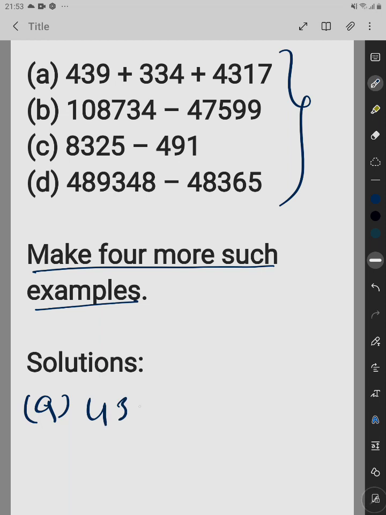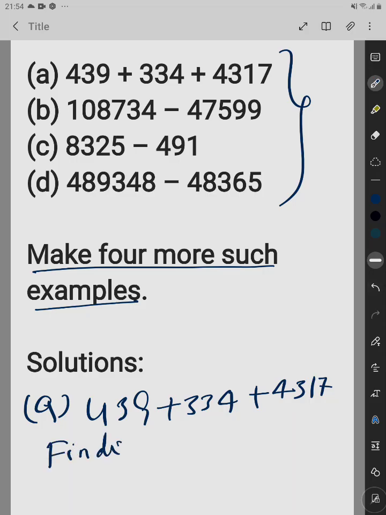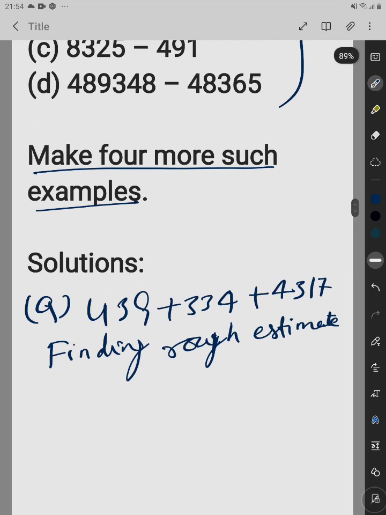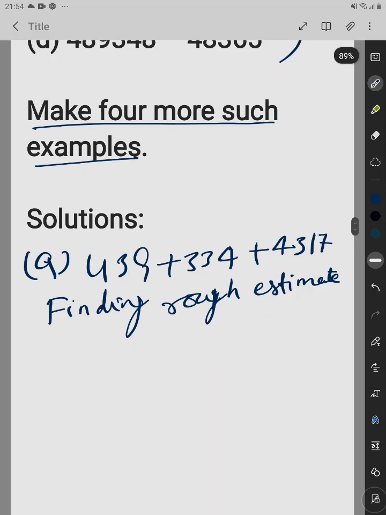So for A we will start. It is 439 plus 334 plus 4317. We need to find the nearest 100 first, because we want to find a rough estimate. How will we find the rough estimate? By rounding to the nearest 100.